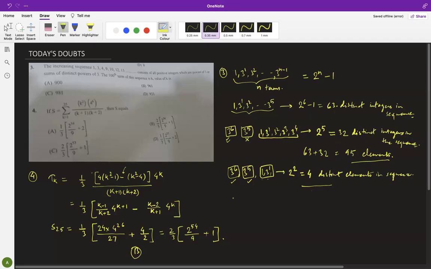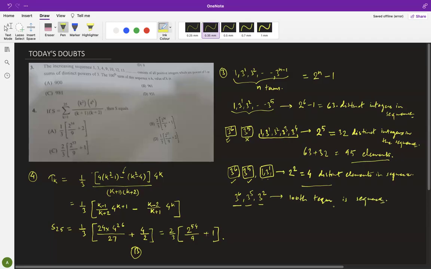Now the next number in the sequence would be 3 to the power 6, 3 to the power 5, and 1 and 3 to the power 1 we have already included. The next number will be 3 to the power 2, right? So 3 to the power 6, 3 to the power 5, 3 to the power 2. If I add these, that will be the 100th number, right? The 100th term in the sequence.